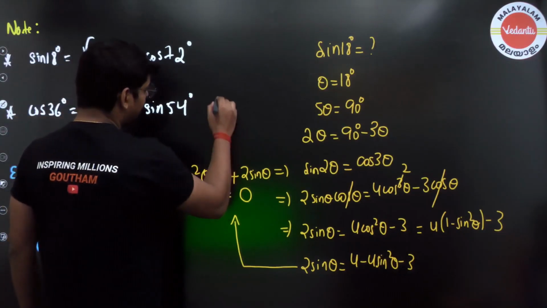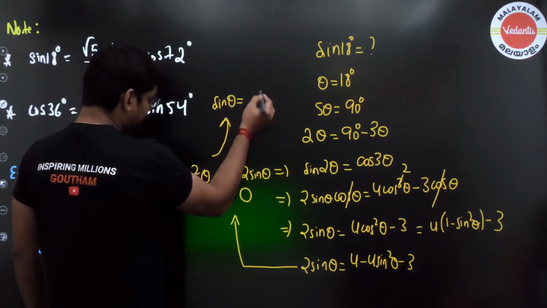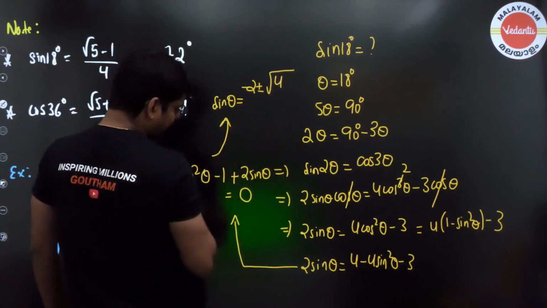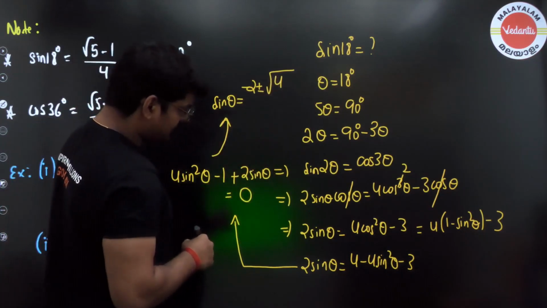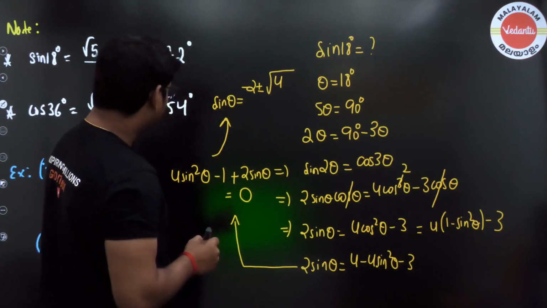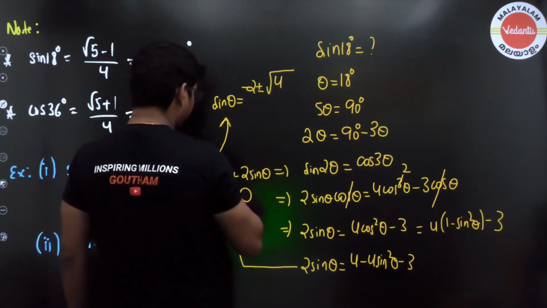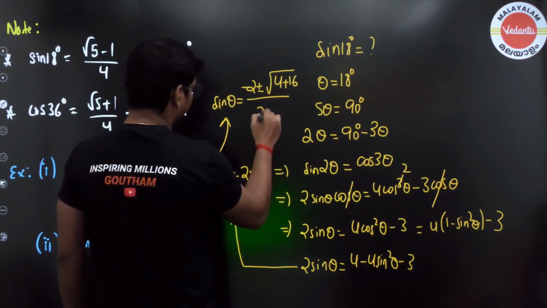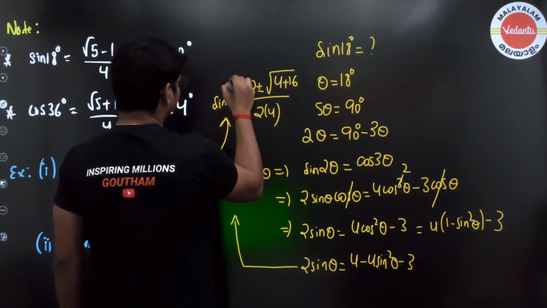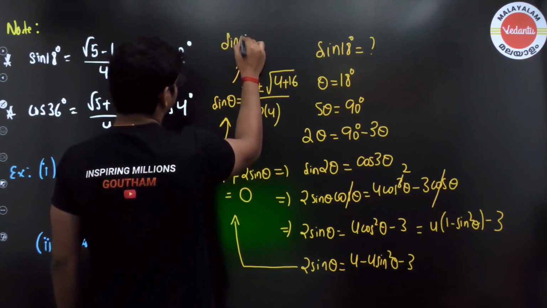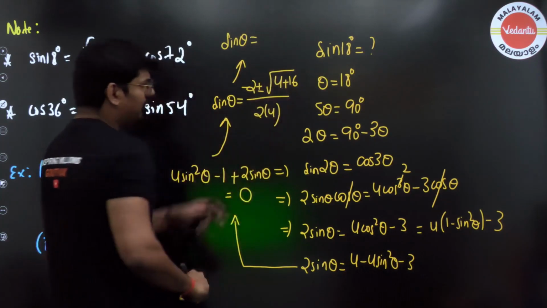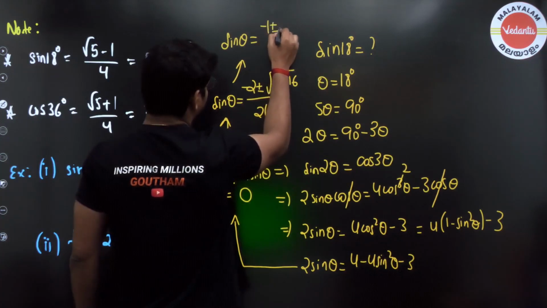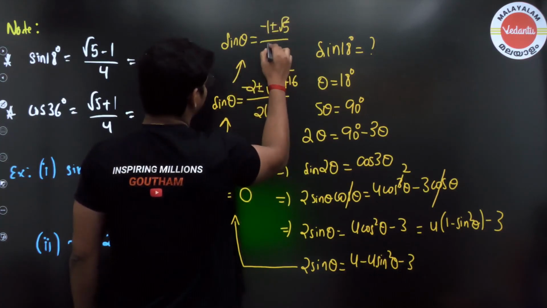So from here you can write sine theta as minus b plus or minus under root of b square minus 4ac. I think something is wrong here. Just a minute, guys. 4 sine square theta minus 1, perfect. So 4ac, that's going to be basically 16, divided by 2a, and that's going to be 2 into 4. So you can clearly see this can be further simplified to sine theta. So this is minus 2 plus or minus under root of 20, and that can be written as 2 root 5. So basically I'm getting minus 1 plus or minus root 5 divided by 4.